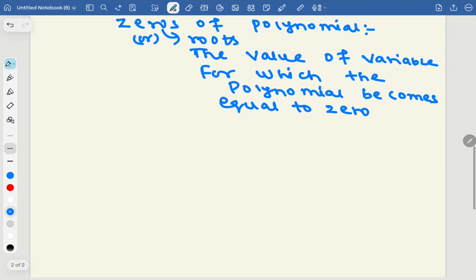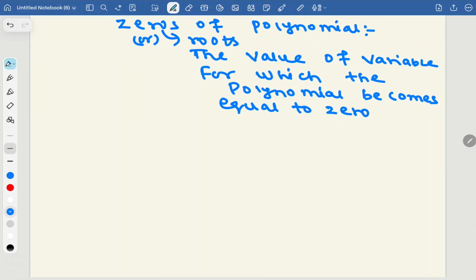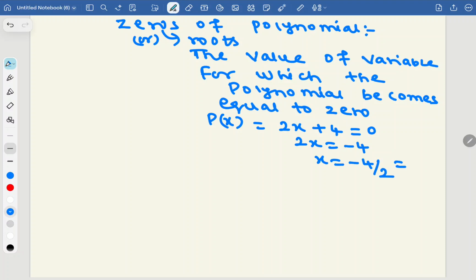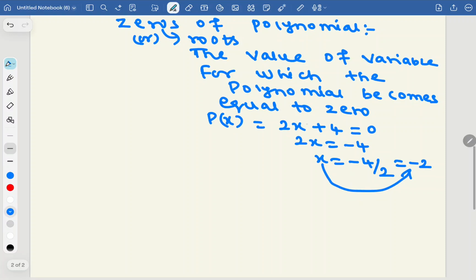The value of the variable for which the polynomial becomes equal to 0. If I take p of x, 2x plus 4, and equate it to 0, 2x equals minus 4, x equals minus 4 by 2, which is minus 2. The value of variable x, which is minus 2, if I substitute x equal to minus 2, this 2x plus 4 becomes equal to 0. This minus 2 is called the zero or root of the polynomial.